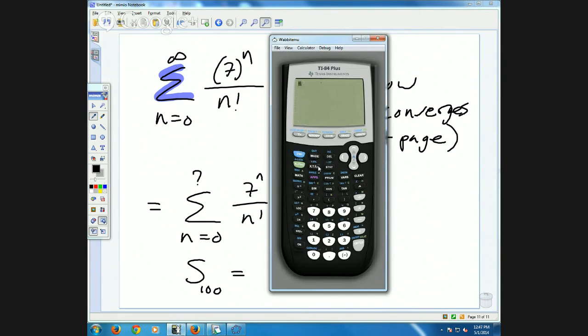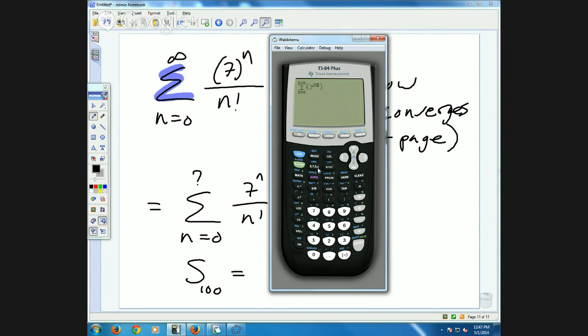Let's see. Quit. Oh, I have that secret button. There we go. So I want to sum, x goes from 0. Where are we starting? 0, not 1, right? I'm going to go up to 100, see if my calculator can deal with it.